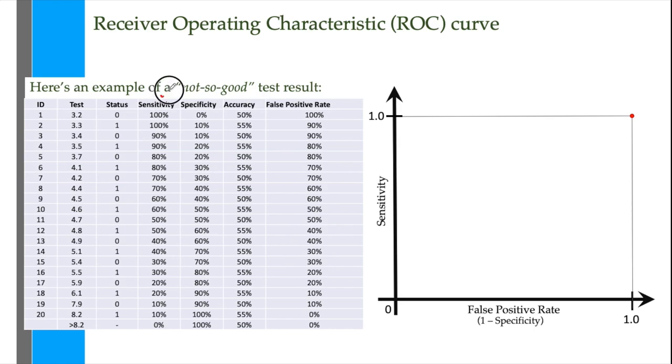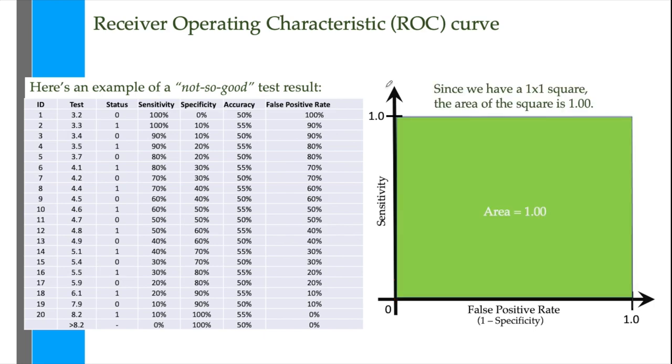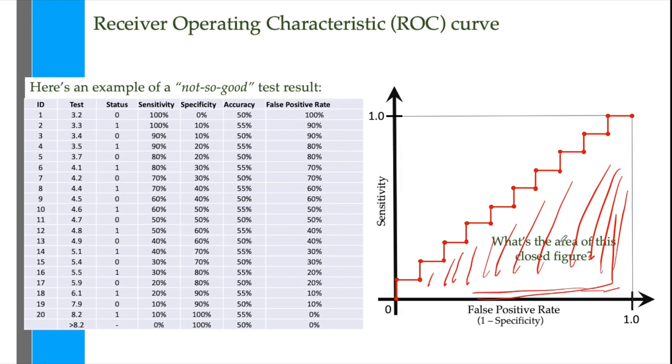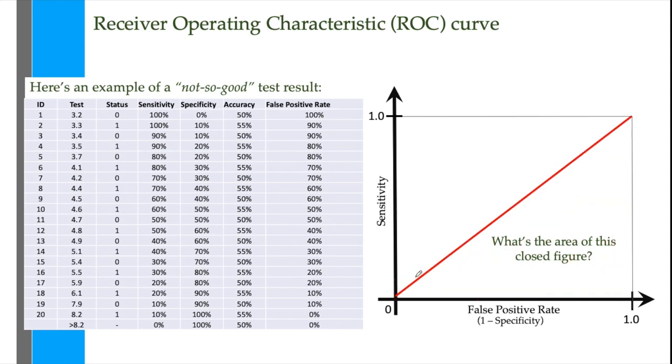So computing for its sensitivity, specificity, accuracy, and false positive rate, and graphing its ROC curve, we're going to have this figure. Now, given that this is a 1 by 1 square, since the length of this is 1, and the length of this is also 1, we know that the area of that square is 1.0. Now, if you are asked what is the area of this closed figure, in other words, the area under that ROC curve, it may not be easy for us to identify the area. However, if we smoothen the curve, meaning if we zoom out this curve, it will simply show a diagonal line.